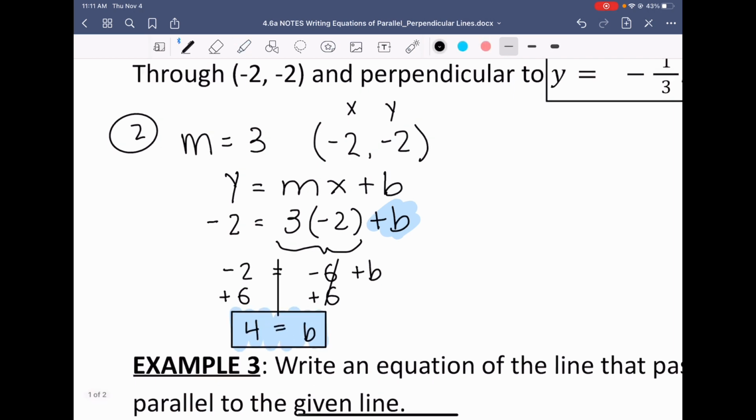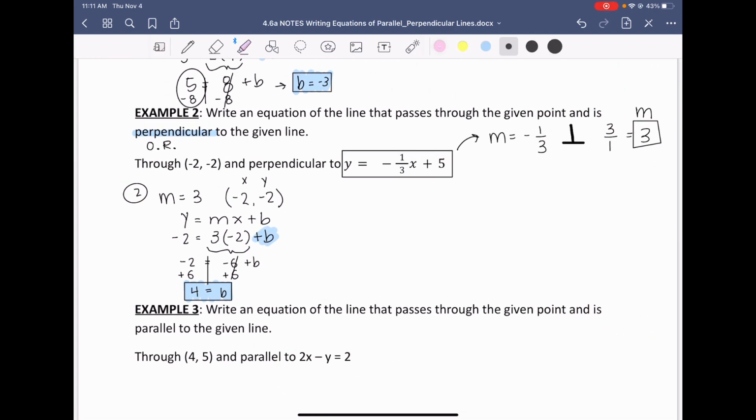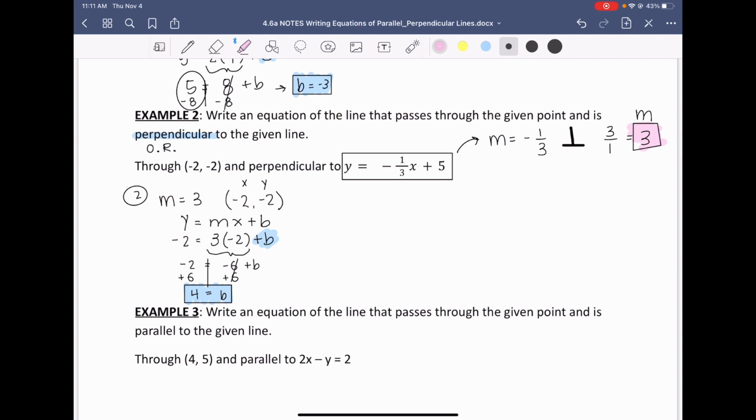Okay, so for our equation, we're going to use our slope. So y equals 3x, our perpendicular slope, and then our b was a plus 4.